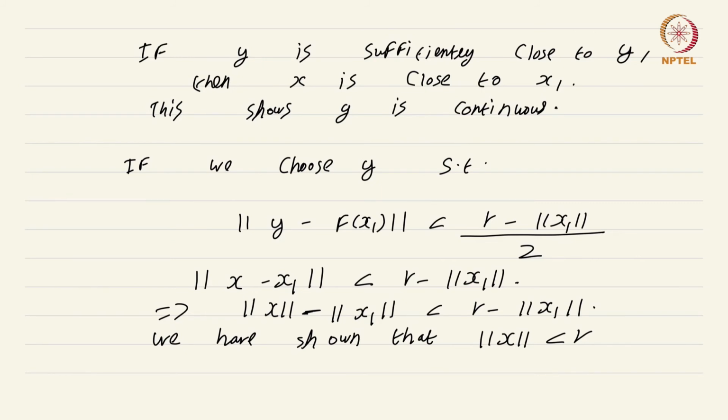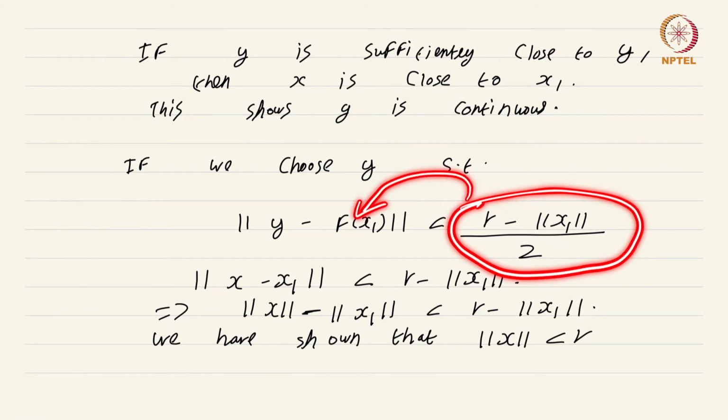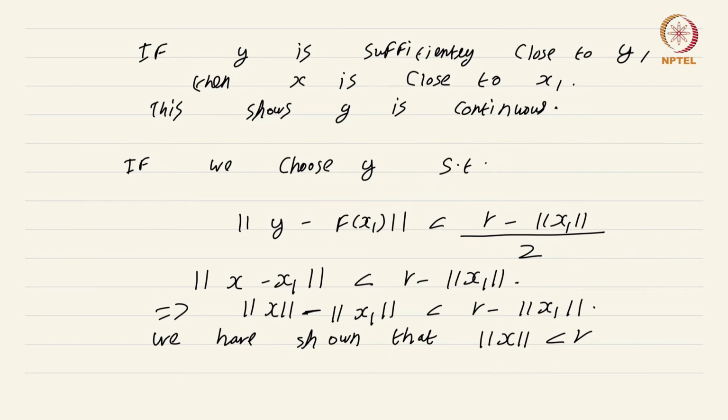So what this shows finally is that W is open. Okay, this shows that W is open. So what have we actually obtained? What we have shown is if you choose the ball of radius (r minus norm x1) by 2 centered at the point f(x1), then if you choose any point y in this ball, then the corresponding pre-image x satisfies norm x less than r, which simply means that x is in V.